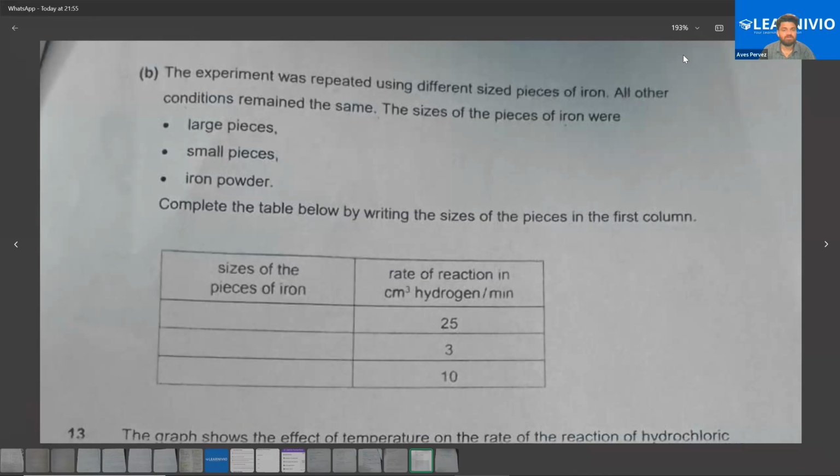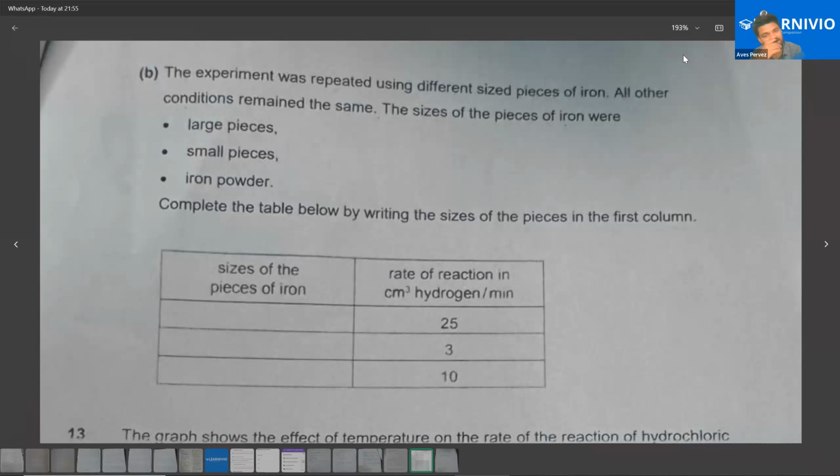This is the highest rate of reaction, right? 25 cubic centimeters of hydrogen per minute is being released. The rate of reaction is in cubic centimeters of hydrogen per minute. So 25 is the highest, so it will be with the iron powder. Wait, I will tell.